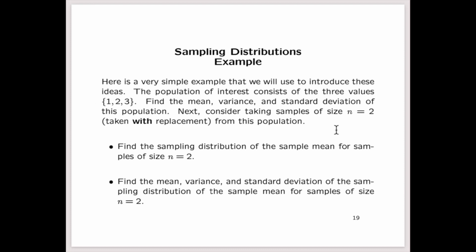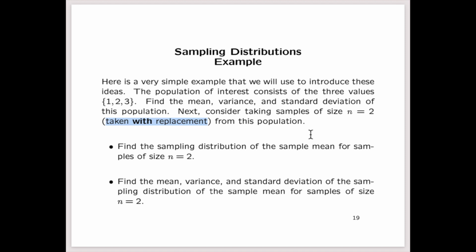Now, what we're going to do in this example, a couple of things. First, we want to find the mean, the variance, and the standard deviation of the population. That's going to be very easy. We know the formulas for that. But after we do that, what we want to do next is consider taking samples of size little n equal to 2 from this population, and in particular, taking samples with replacement.